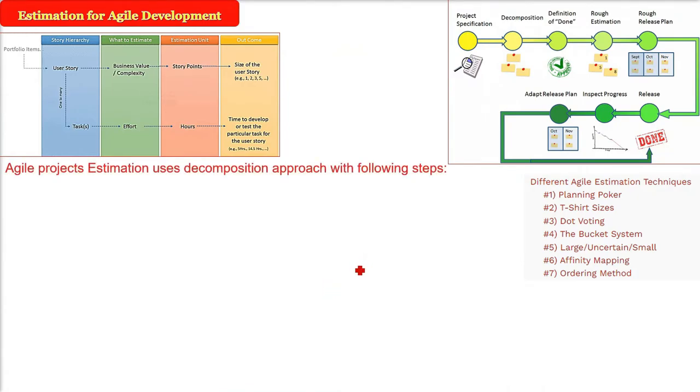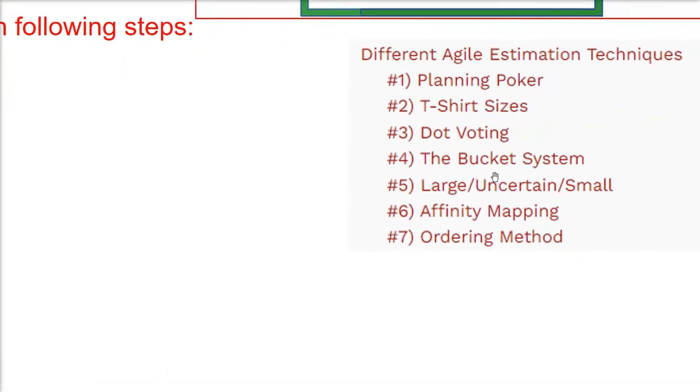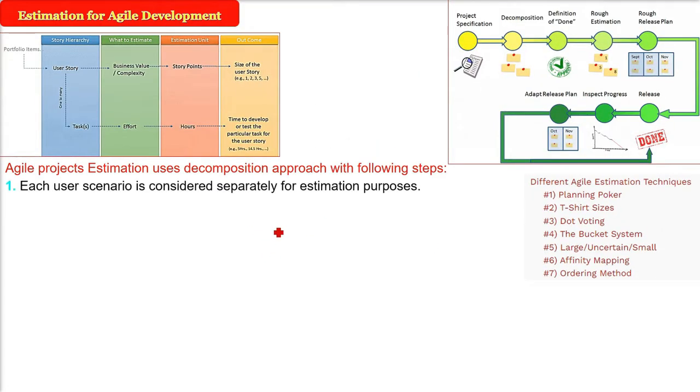First, let me tell you, there are multiple different Agile estimation techniques that have been developed: planning poker, t-shirt sizes, dot voting, the bucket system, large uncertain small, affinity mapping, ordering method. There are different methods. So Agile project estimation uses a decomposition approach. First of all, each user scenario or user story is considered separately for estimation purposes.